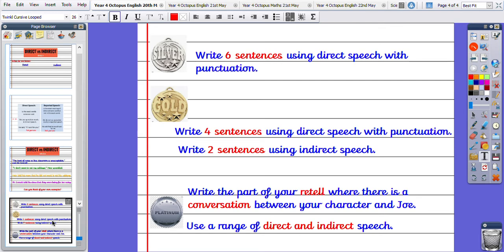For gold, I would like you to write 4 sentences using direct speech and trying to use 2 sentences with indirect speech. And then finally, for platinum, I want you to write the part of your retell where there is a conversation between your character and Joe. So you are using a range of direct and indirect speech, but you're also telling me the story around it. So what are the characters doing as they're talking? So you're giving me further detail, delving deeper into that story.